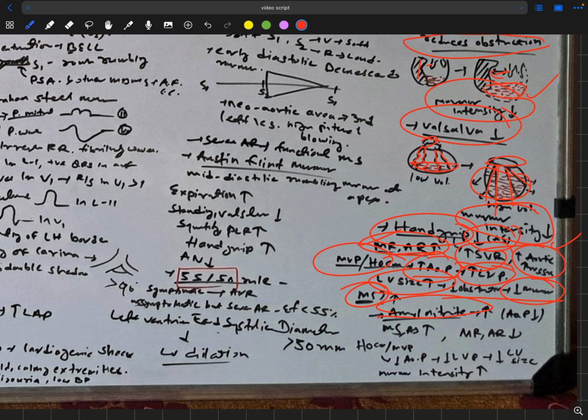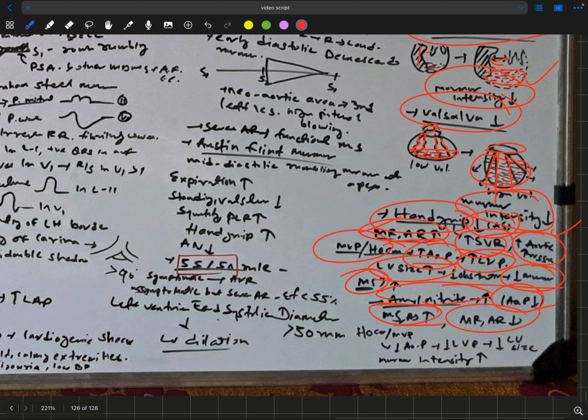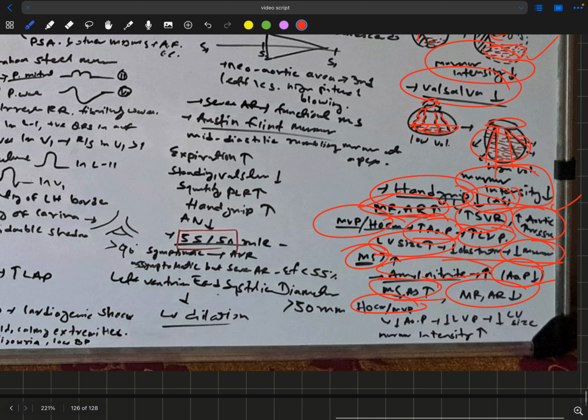Inhalation of amyl nitrate leads to decrease in afterload and decrease in aortic pressure. That leads to increase in intensity of stenotic murmurs like MS and AS, and decrease in intensity of regurgitant murmurs like MR and AR, because there will be more forward flow. So in case of HOCM and mitral valve prolapse, when there is decrease in aortic pressure, left ventricular pressure will decrease and left ventricular cavity size will decrease. That leads to increase in murmur intensity.